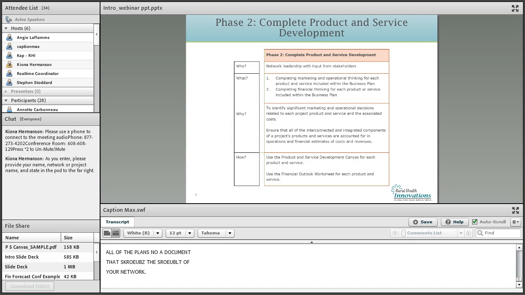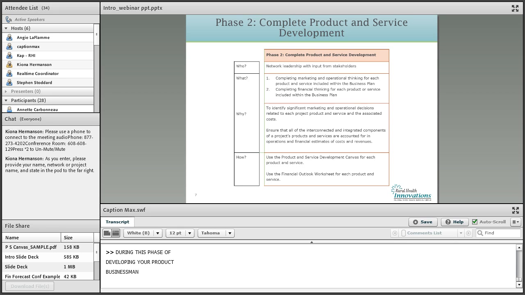So it is in phase 2 that we'll be focusing today. This phase involves completing the strategic marketing, operational, and financial thinking for each of the products and services that are key to the sustainability of your project. During this phase of developing your project's business plan, each one of your products and services needs to be fully developed.